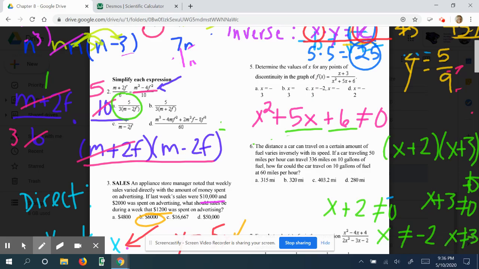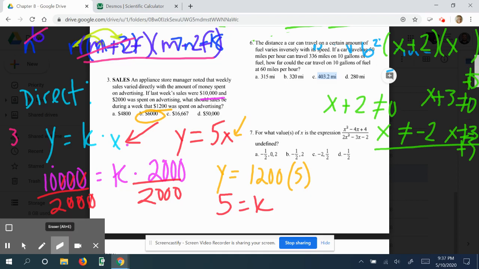So if we look back at our solutions, C is the correct answer. It's written kind of goofy, but that actually does say x cannot be negative 2. I guess ours is written differently, but basically it's saying the values of x that make the bottom 0 are going to be negative 2 and negative 3.